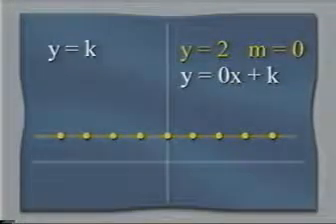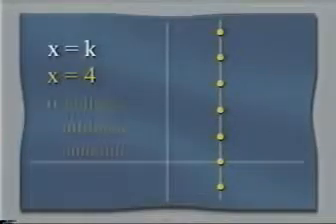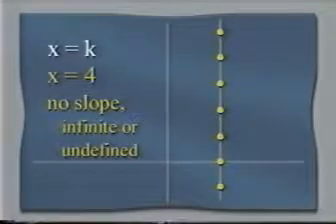If we have an equation of the form x equals k, x equals a constant, x equals 4, x equals negative 2, etc., we have a vertical line. And now we talk about having either absolutely no slope or an infinite slope or an undefined slope, because indeed there is no change in x. X is always whatever k is, and the line is vertical.